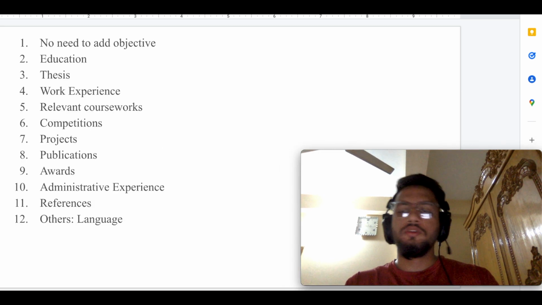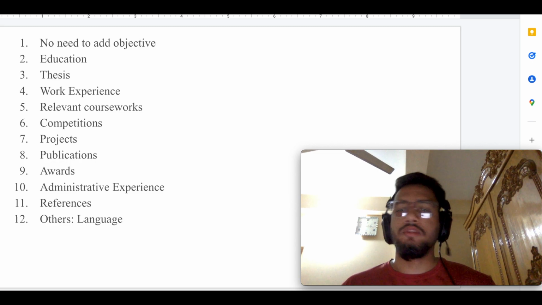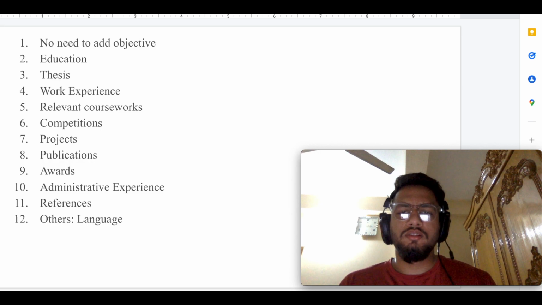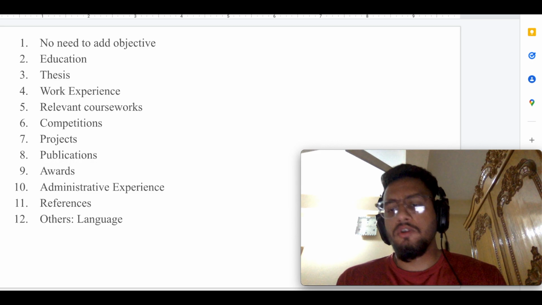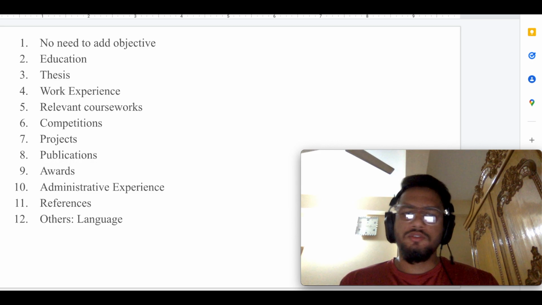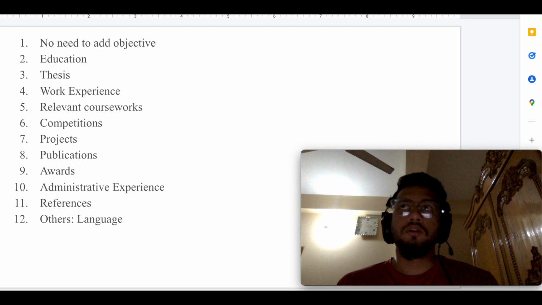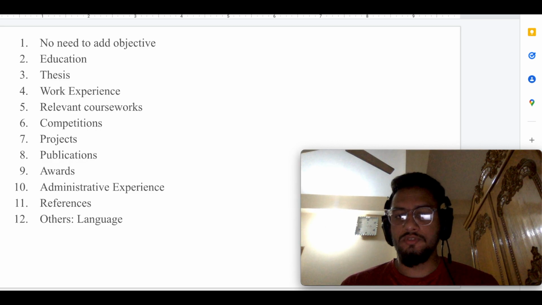So my first point is there's no need to add adjectives. I saw different people adding a good amount of paragraphs like objectives, saying they're hardworking, they're sensible, etc. I don't think that should be added in the research-based CV because it should be crisp and mostly academic oriented. So my suggestion would be you do not need to add those objective things. Also, it's not required to add any photographs in the research CV basically.